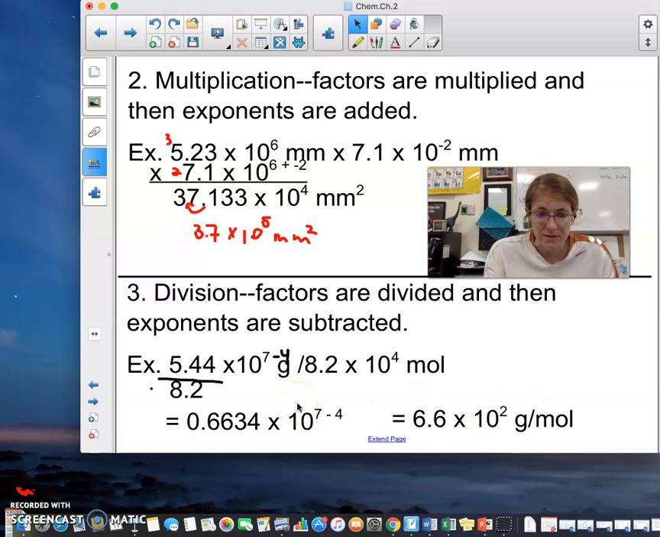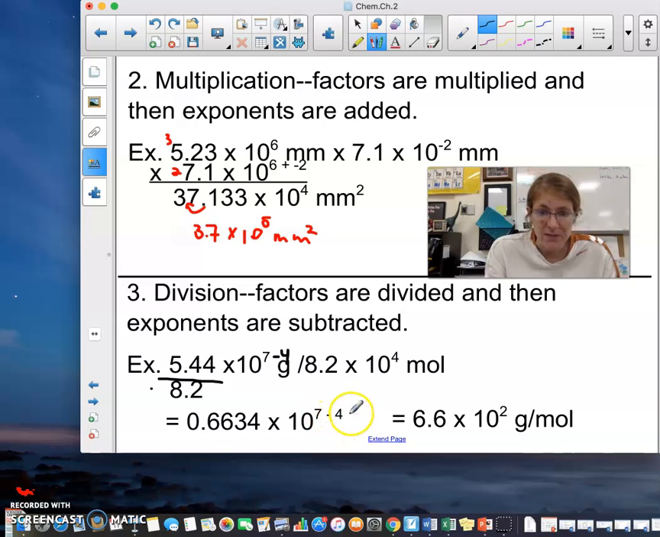So let me just walk you through that because I kind of skipped. So here, this is incorrect, right? 7 minus 4 is 3. So I have 0.6634 times 10 to the 3, but the decimal place is in the wrong spot, so I need to move it over. Now, when you move it to the right, you subtract. It gets smaller. I moved it over one spot, so instead of being a 3, it's going to be a 2. And we're dividing, and I have 2 significant figures versus 3, so my answer has to be in 2, and so that's why it's 6.6 times 10 to the 2 grams per mole.